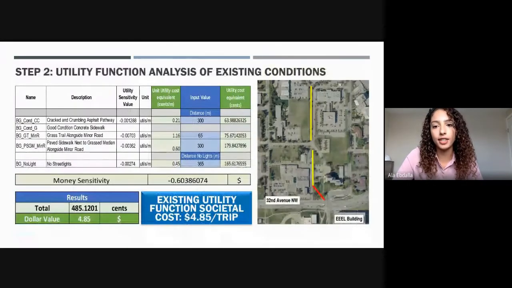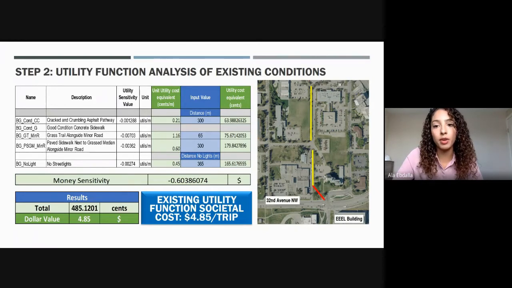So the second step is the utility function analysis. Each problem area was analyzed using the calculated utility sensitivity values. For example, each description is given its own unique utility sensitivity value, and the more negative the value, the more undesirable it is to the pedestrian.